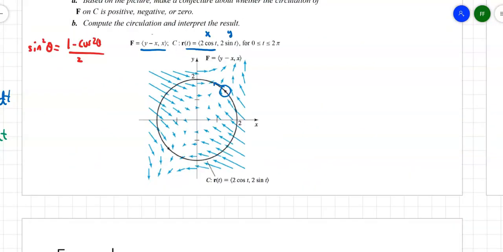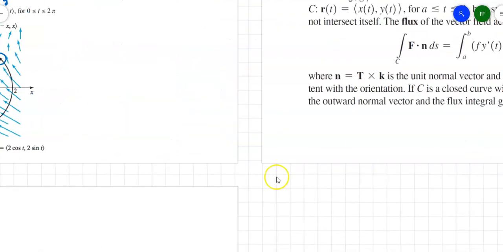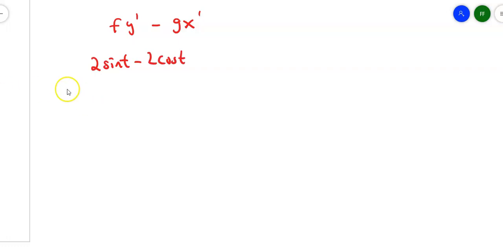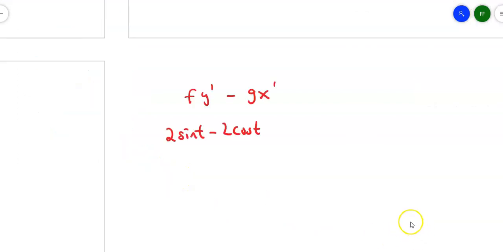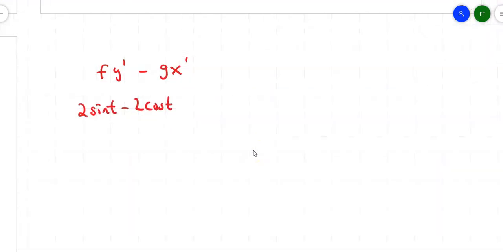All right. What do I need? I need F y prime minus g x prime. So the f part we already had, right? That was our 2 sine t minus 2 cosine t. What is y prime? Y prime is going to be 2 cosine t, right? Because y is 2 sine t, the derivative of sine is cosine, so times 2 cosine t.